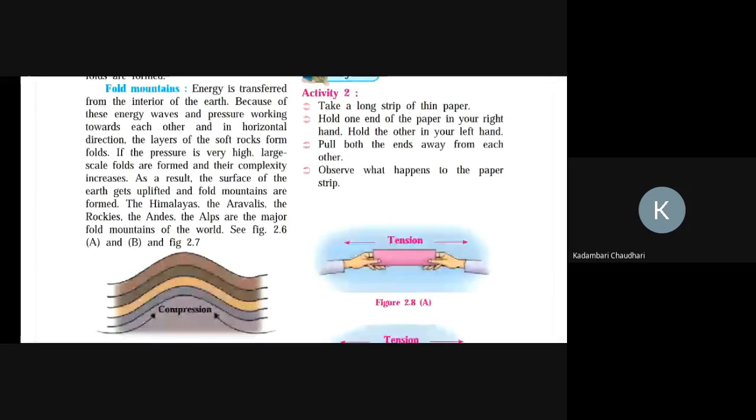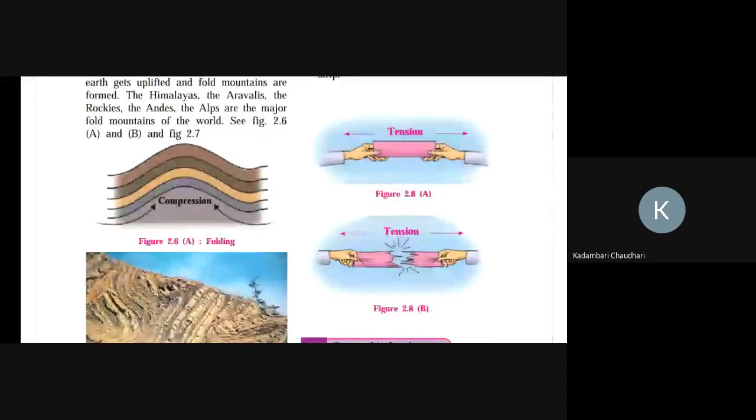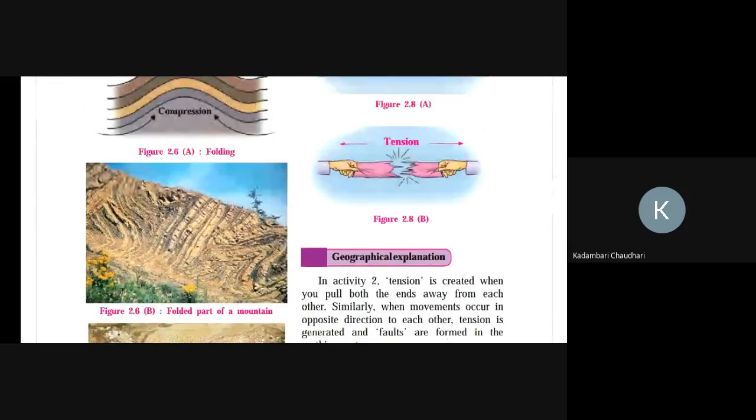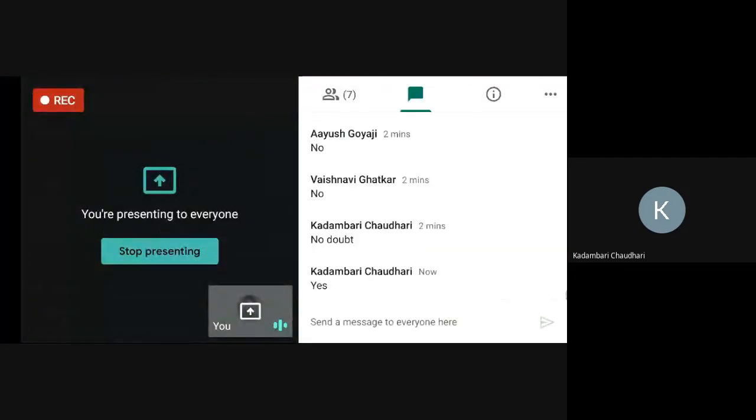Okay. See here, as the figure is given here, what you have to do is take a paper strip, hold it in one hand, and pull it in the opposite direction. What happens? It will break. Okay, this is the second activity. It is about tension, and first we have seen about pressure. Okay, do you understand this activity about tension? Okay, it is not very difficult.